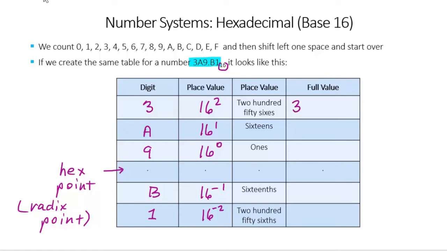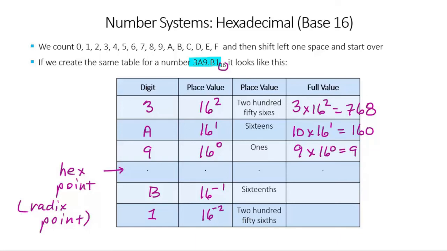We have 3 groupings of 256, or a total of 768 items. A is the stand-in for decimal number 10, so we have 10 groups of the 16's place value, 10 groups of 16 for a total of 160 items, and then 9 groups of 1 for 9 items.